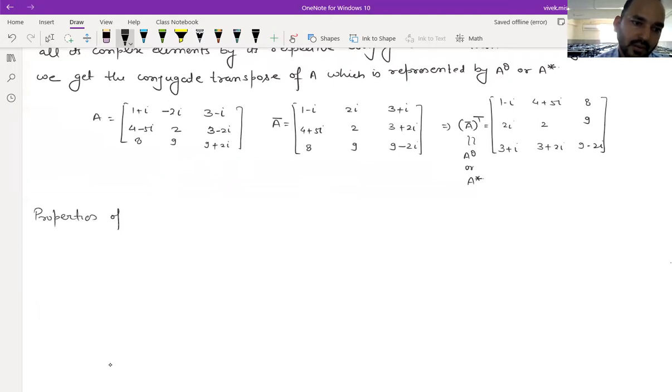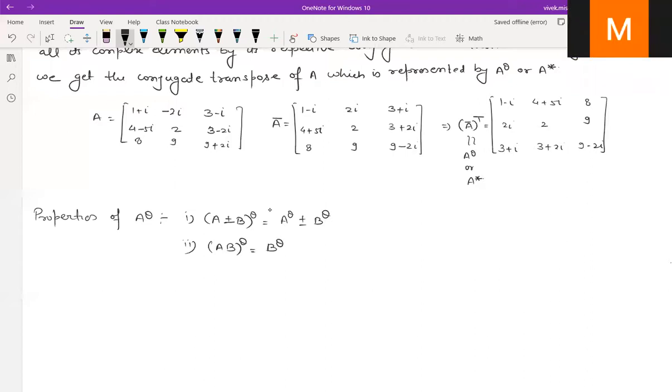Now, properties of A theta. First property is (A plus minus B) theta is A theta, plus है तो plus, minus है तो minus, B theta. Second, (A into B) theta is B theta into A theta.